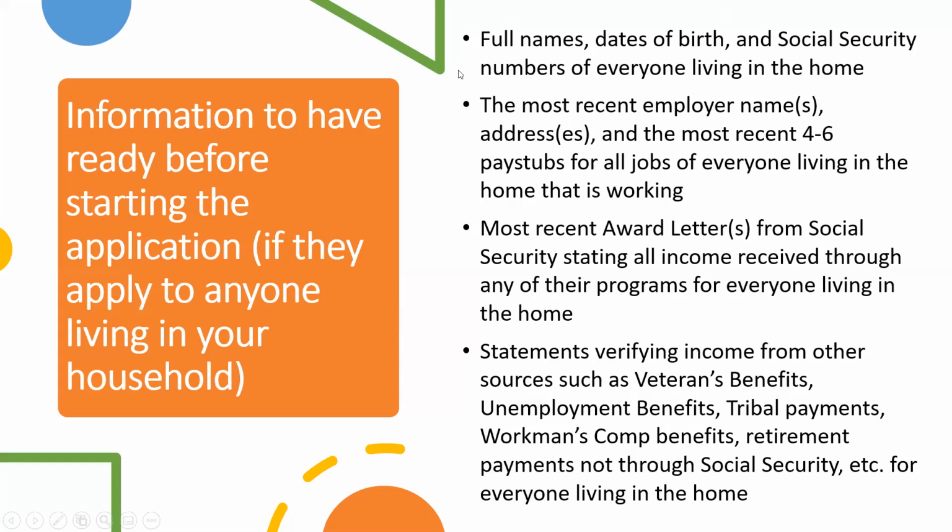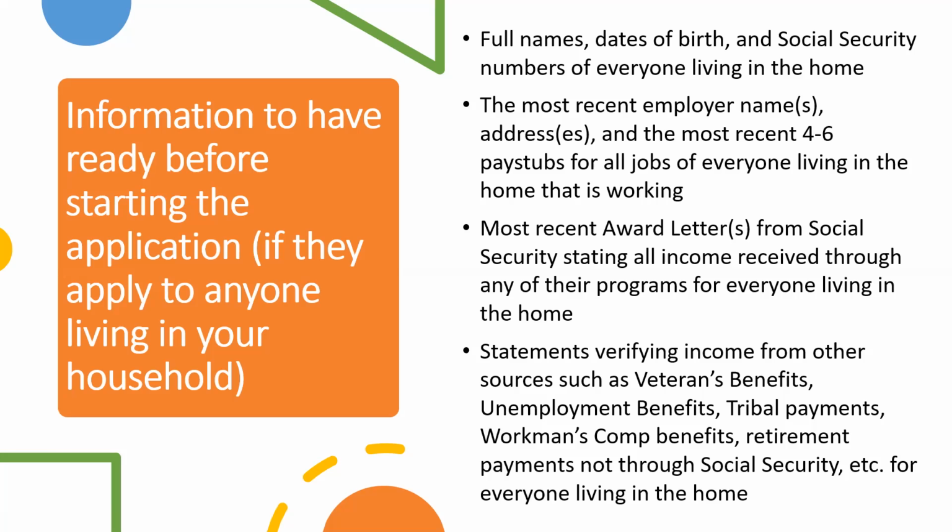This information includes the full names, dates of birth, and social security numbers of everyone living in the home, the most recent employer name or names, addresses, and the most recent 4 to 6 pay stubs for all jobs of everyone living in the home that is working. You're going to need copies of any award letter or letters from Social Security stating all income received through any of their programs for everyone living in the home.